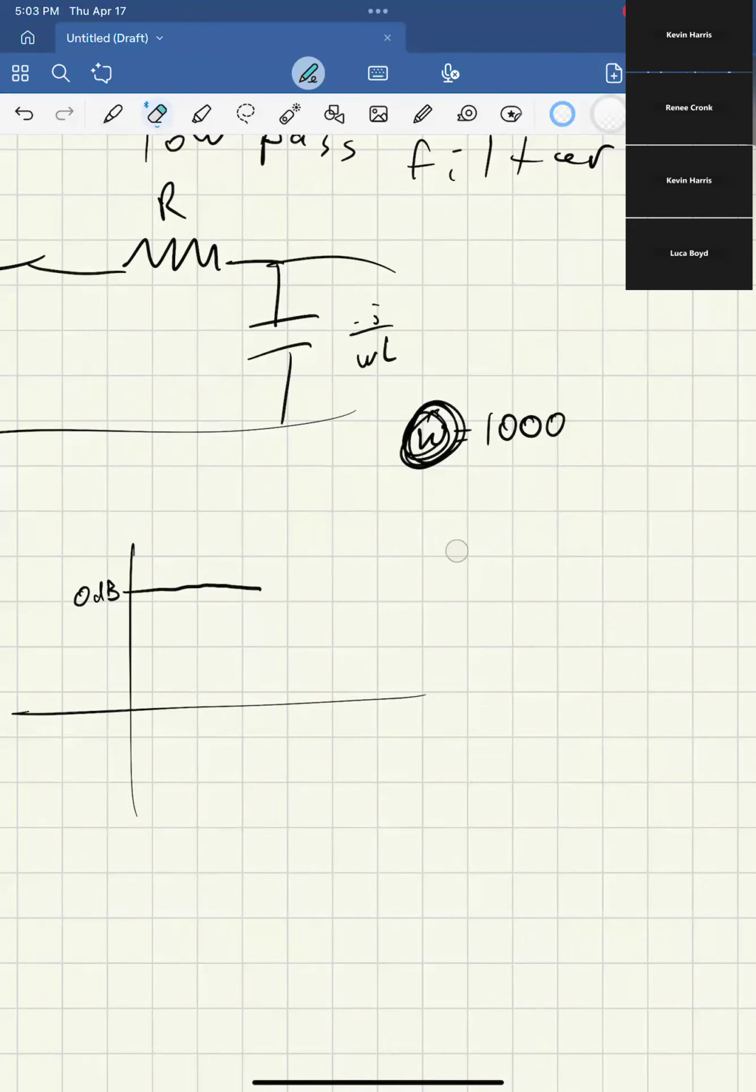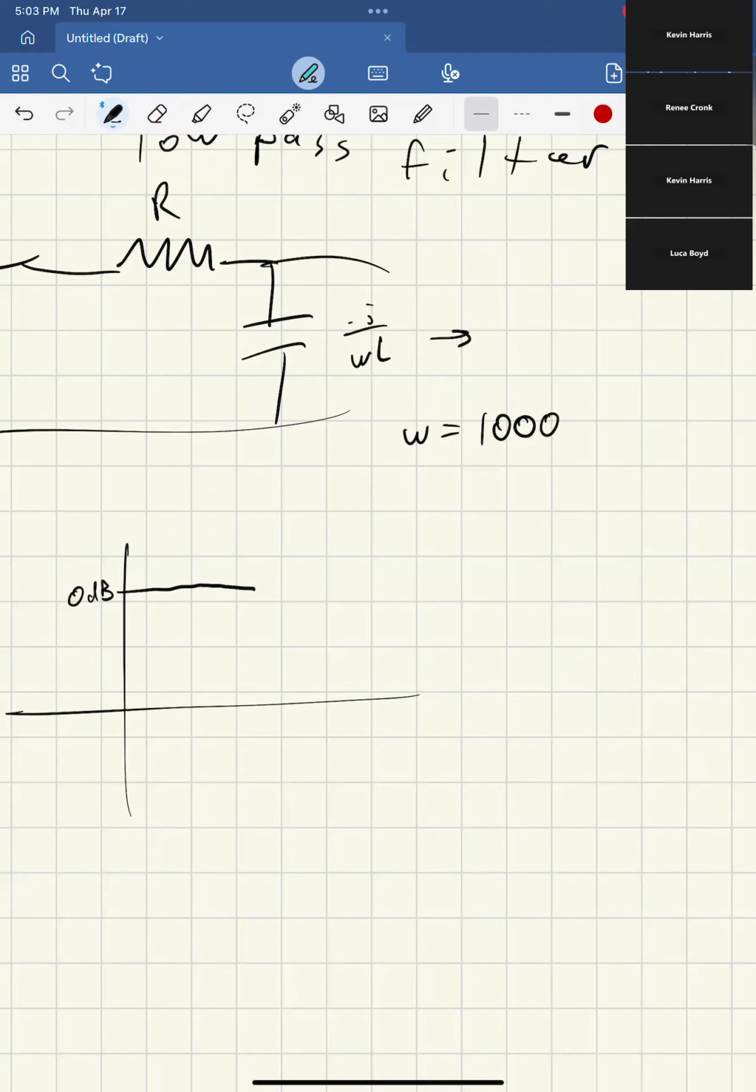So let's just say omega is 1,000 for the sake of argument. Then this would become negative j over 1,000 times your capacitance, which is a significantly smaller number than infinity. So what you see is that if this is a voltage divider, we have one resistor here that's set, and it starts with this one being huge.